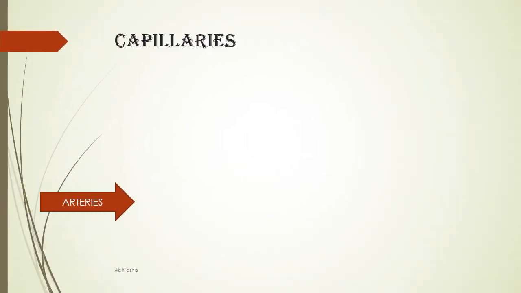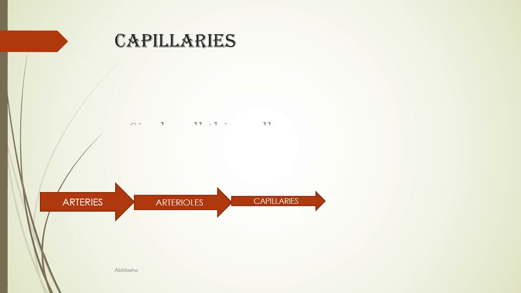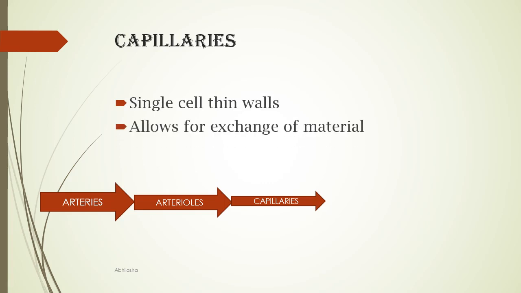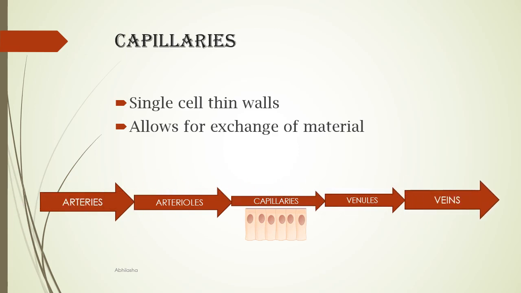When arteries reach an organ and have to deliver the material that they are transporting, they divide into thinner and thinner vessels known as arterioles. These thin vessels finally divide into much smaller vessels. These small vessels are so small that their walls are single cell thin. These single cell walls allow for easy exchange of materials with the cells. These single cell capillaries then join to form venules, which then form veins. The veins then carry the blood back to the heart.